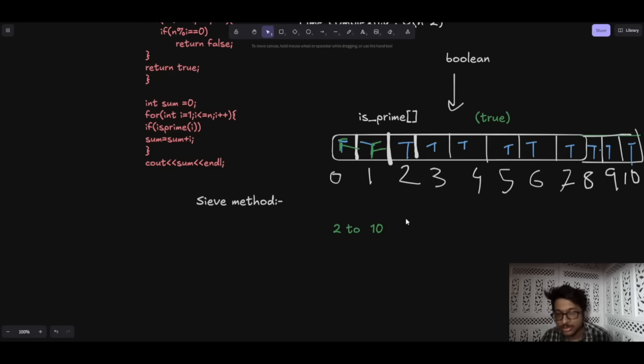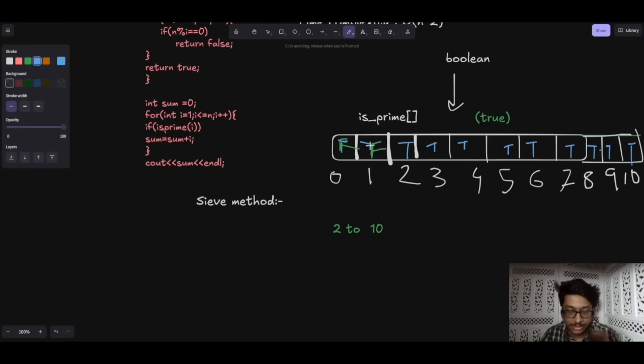You will run a for loop from 2 to n. Hear me properly. And starting from 2, 2 is a prime number, we know, right? So all the multiples of 2 will not be a prime number. For all the multiples of 2, I am going to change them in this array to false. Because if 2 is a prime number, 4, 6, 8 can never be a prime number.